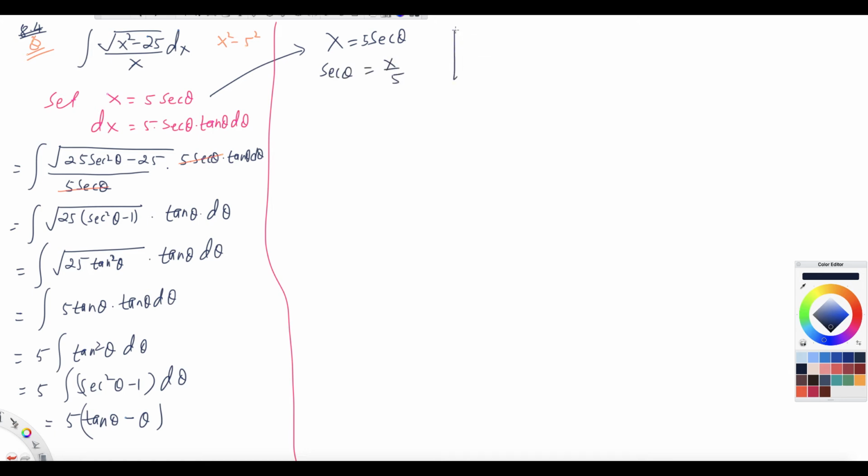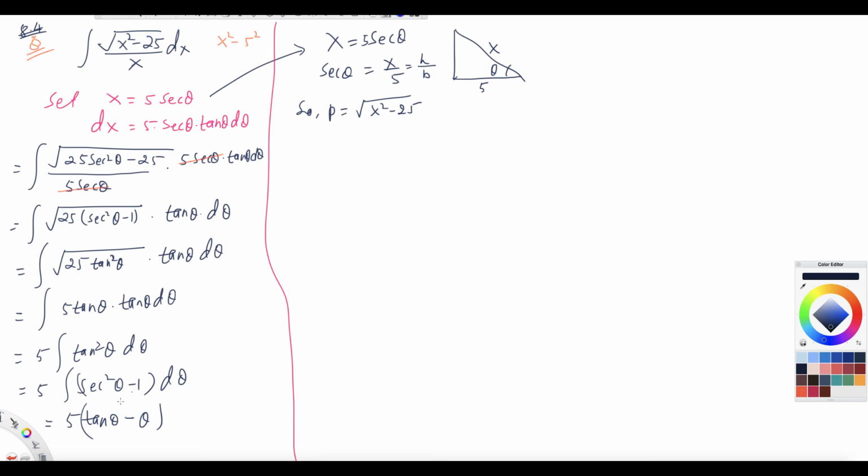If you make a right triangle, suppose this is theta. Secant is the hypotenuse over the base. So the hypotenuse is x, the base is 5. What should be the perpendicular, the opposite then? The opposite will be the square root of x square minus 25, because it is the hypotenuse square minus the base square, under the root.